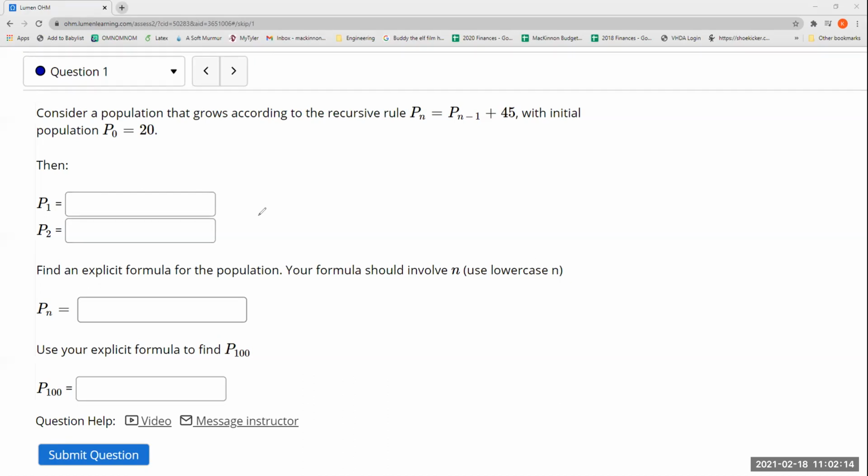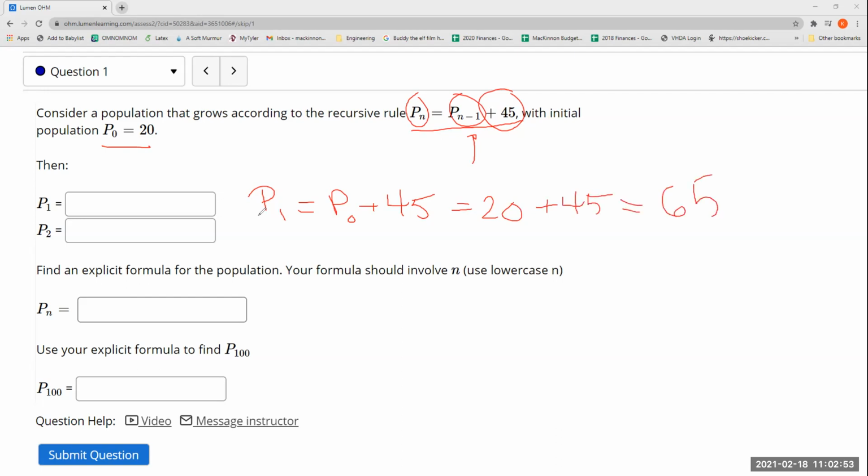For this problem, what we're given is the recursive form of the linear growth. And what this basically means is in order to get to the next thing, I take the one before it and add 45. So to get to P1, I take the one before it, which in this case would be P0, and I add 45. Well, we know that P0 is 20. I've got 20 plus 45. That's going to be 65.